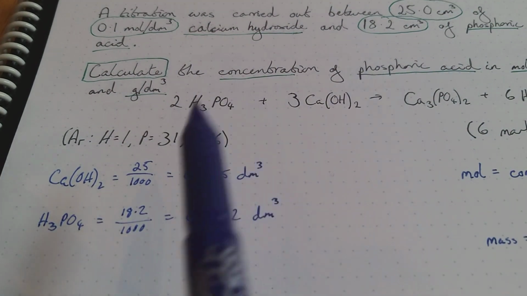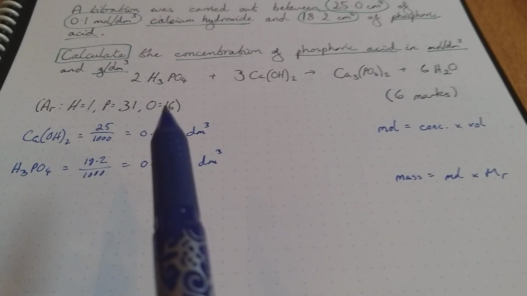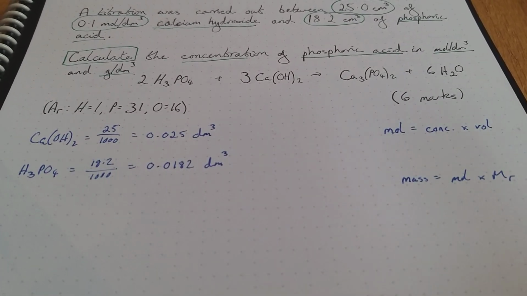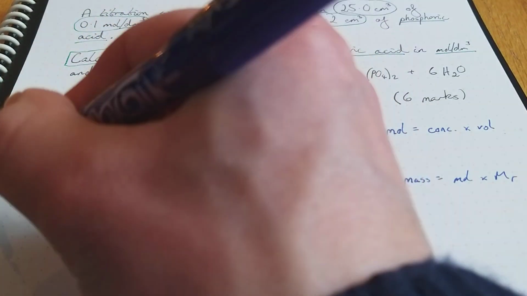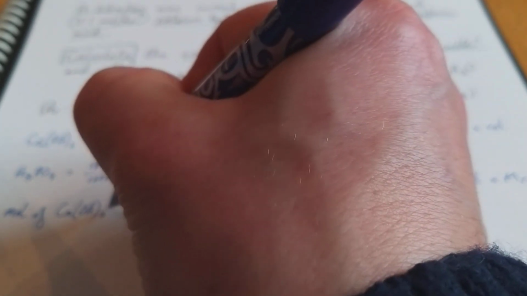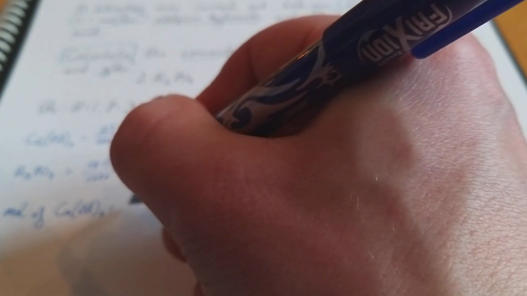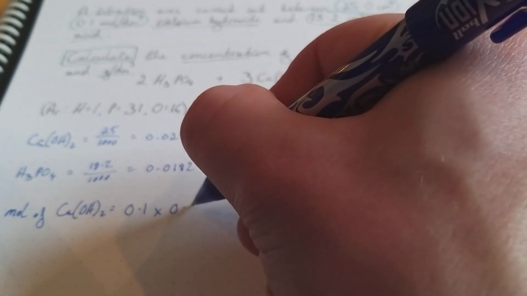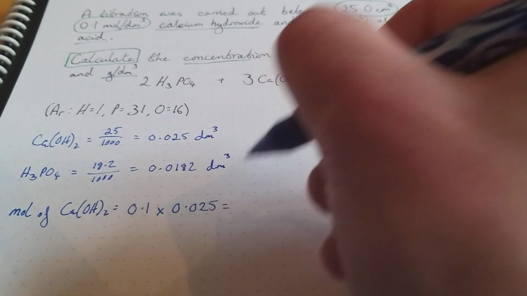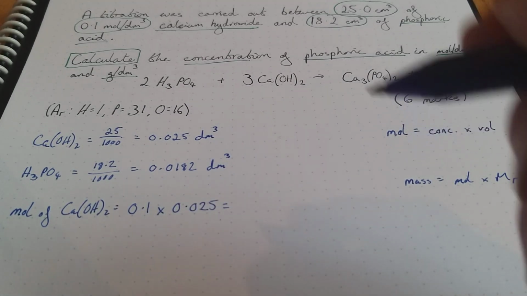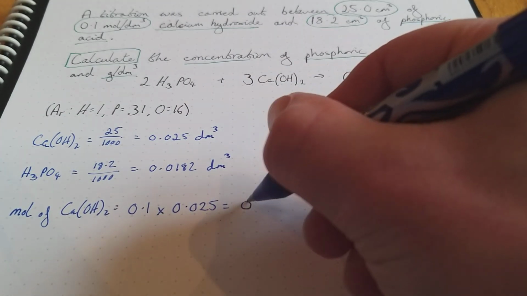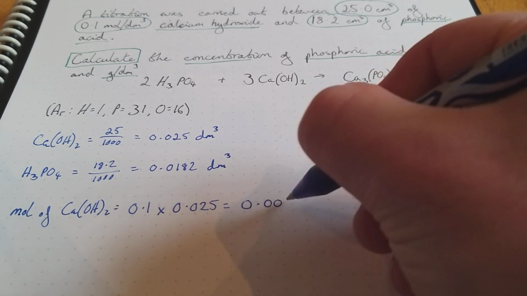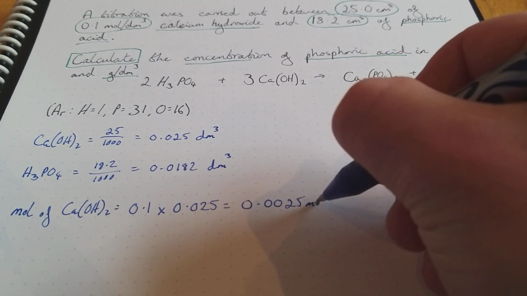So we use our first equation over here, moles equals concentration times volume, but let's make sure we put down exactly what we're calculating to help us keep track. So moles of calcium hydroxide equals, so the concentration, which is 0.1, multiplied by 0.025, and you can use a calculator if you need to, but that one I'm able to do in my head. That gives us 0.0025 moles. Okay.